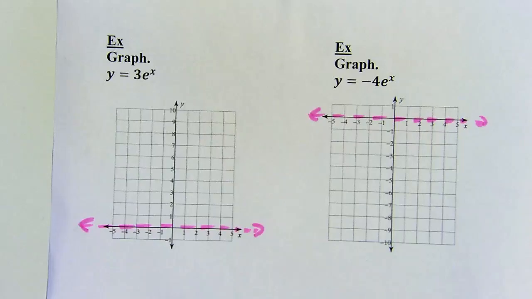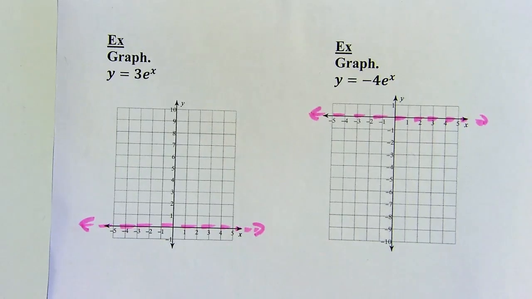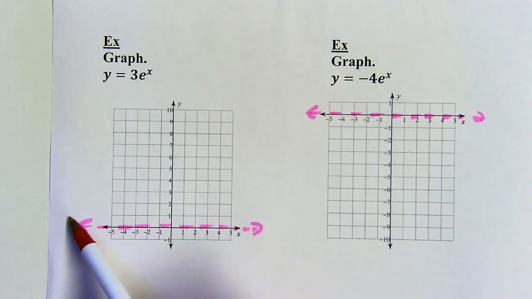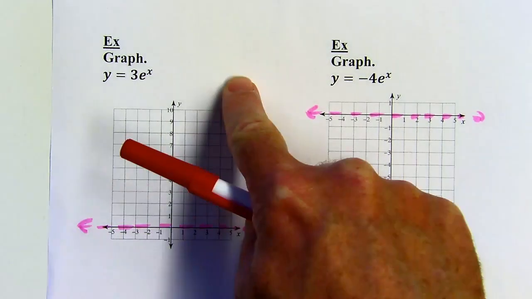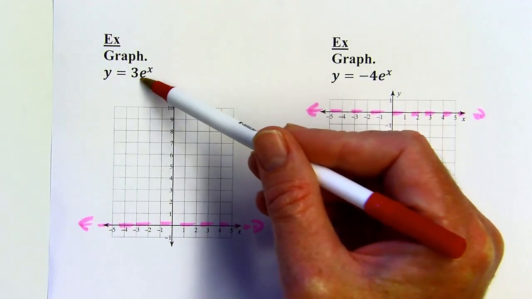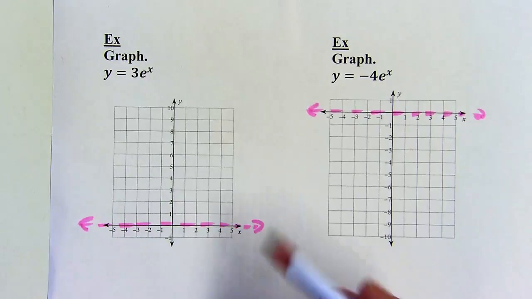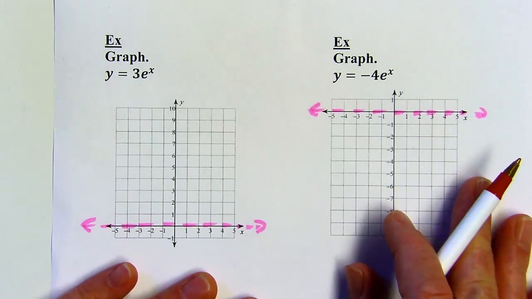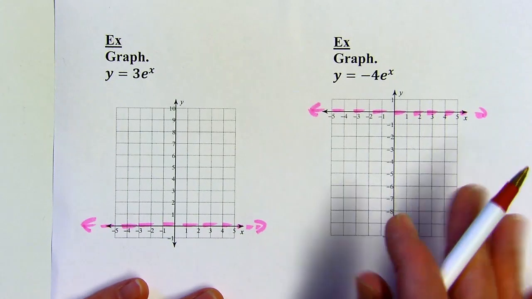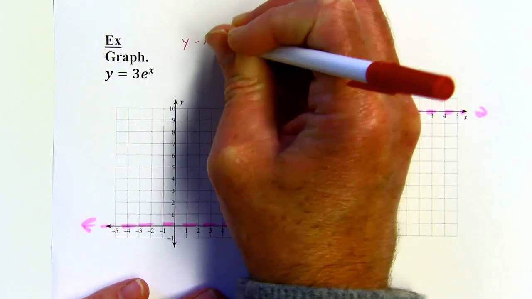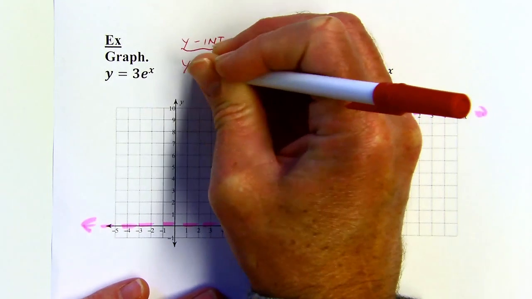An asymptote is a line that my curve is going to approach and get really close to, but never cross. So I should get a curve that's going kind of uphill here. I know that's going to happen because my base is positive. So let's find the y-intercept. If I want the y-intercept, I'm going to plug in 0 for x, just like I would on any equation.